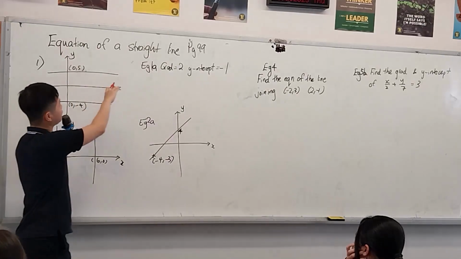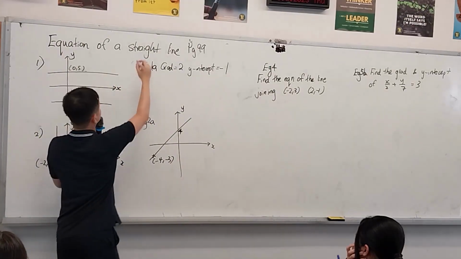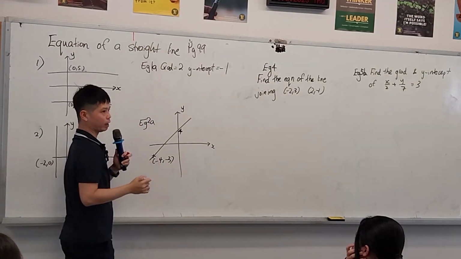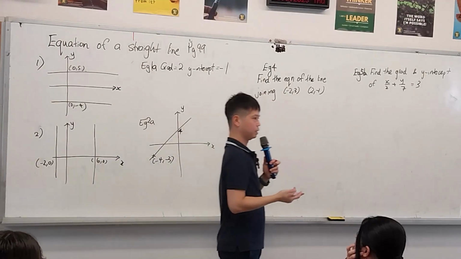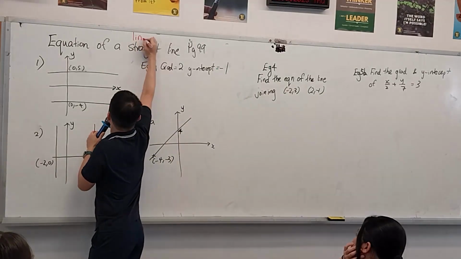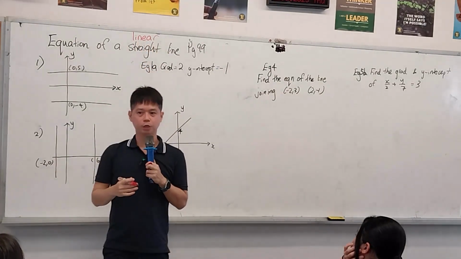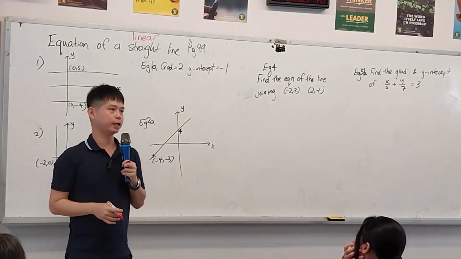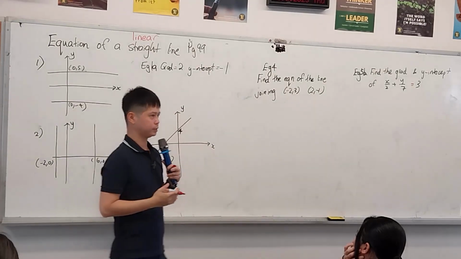Alright, so today we're going to learn the equation of a straight line. Another word for straight line in mathematics that you have learned so far starts with L. Anybody knows? Linear. Okay, thank you. So sometimes you see that they ask you to find the equation of the linear line. It is a straight line. Now, the question is, how does a straight line look like?